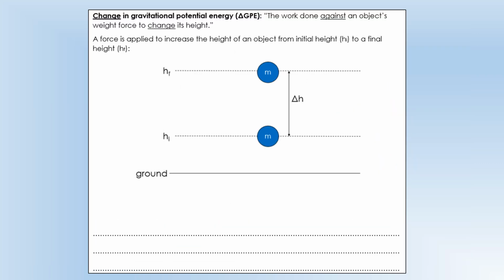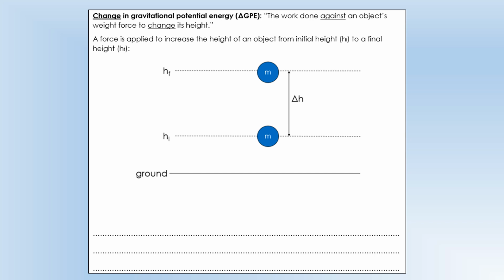Okay, so let's have a look in more detail at GPE, or more specifically change in GPE, because we can never really talk about the amount of GPE an object has, because for all different observers, objects have different amounts of GPE, so it's not a useful idea to talk about what it has. But what we can talk about is how much it changes.